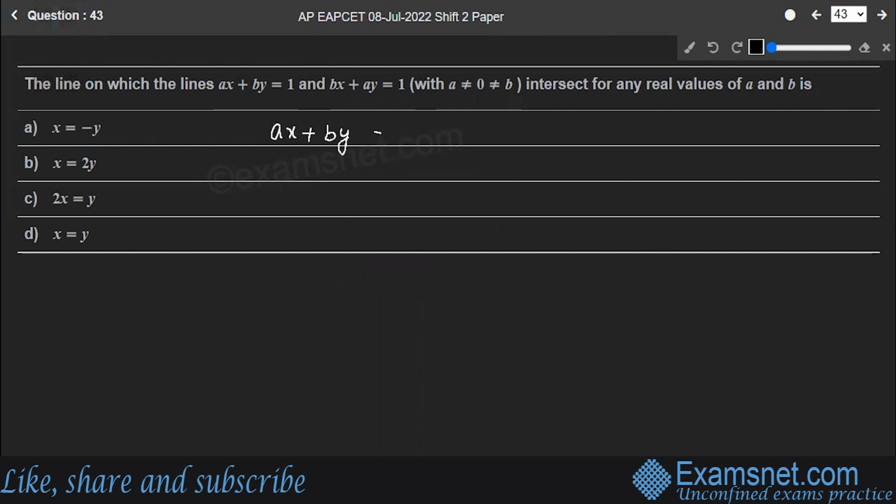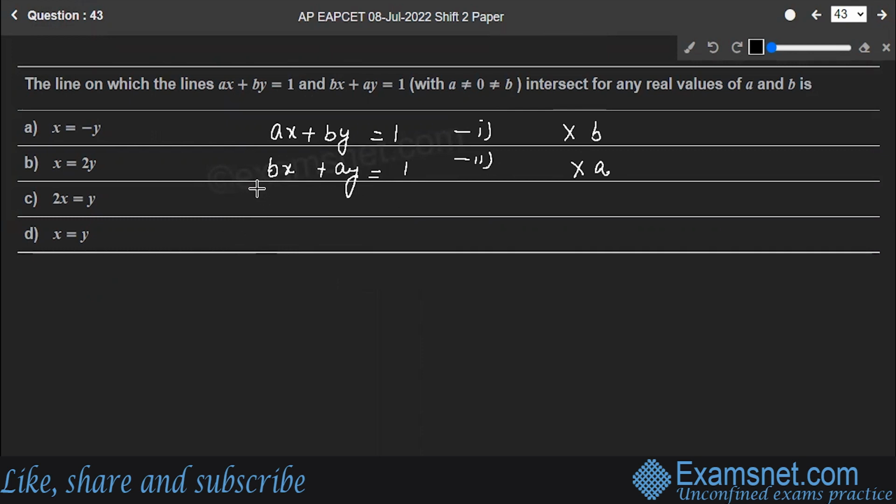AX plus BY is equal to 1. BX plus AY is equal to 1. Let this be equation 1 and this be equation 2. Multiplying equation 1 by B and equation 2 by A.